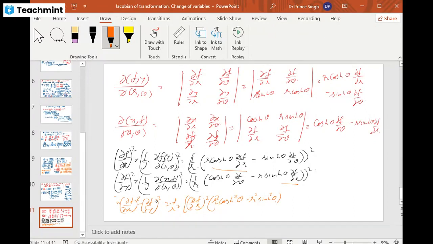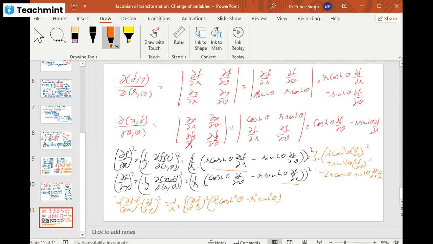Okay, because if I square and add, this is 1 upon r², this is r² cosh² θ (∂f/∂r)² plus sinh² θ (∂f/∂θ)² minus 2 times r cosh θ sinh θ ∂f/∂r ∂f/∂θ, right? The square terms are always positive, but because when we take the difference, we get a negative sign here. Okay.